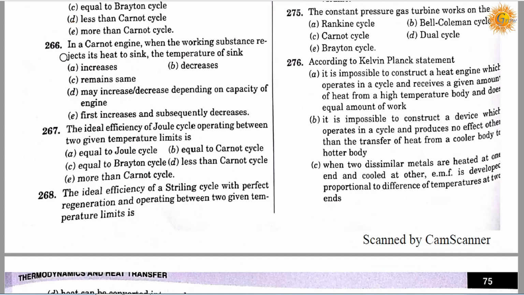Question number 266. In a Carnot engine, when the working substance rejects its heat to the sink, the temperature of the sink: option A, increases; option B, decreases; option C, remains the same; option D, may increase or decrease depending on capacity of engine; option E, first increases and suddenly decreases. So the correct answer is C, it remains the same.